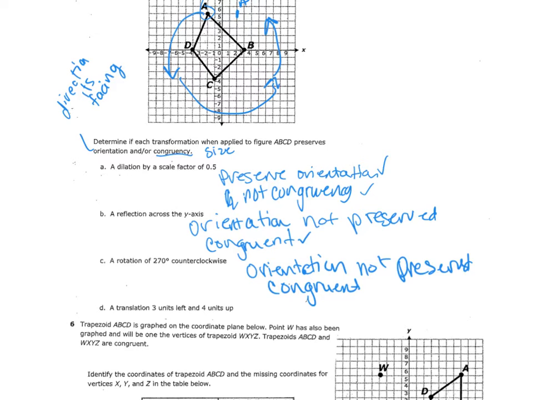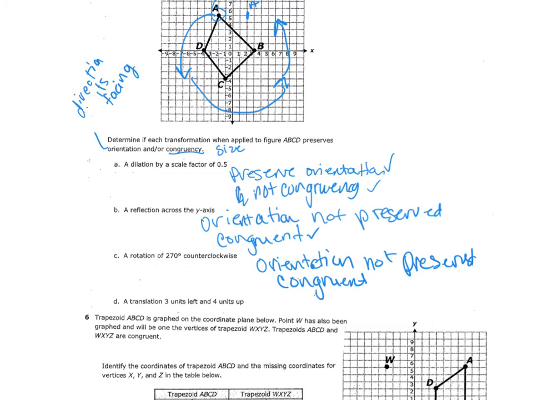And then last one, a translation, 3 units left and 4 units up. So orientation is going to be the same. So it preserves orientation because it's not turning or flipping, it's just sliding around. So if it's facing up, all of the points are still going to be facing in the same direction. So it preserves orientation and congruency because it's not going to change the size or the shape. It's the same shape, same size, it's just sliding around.